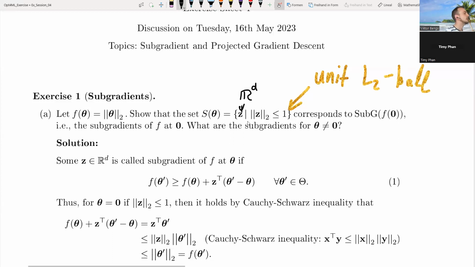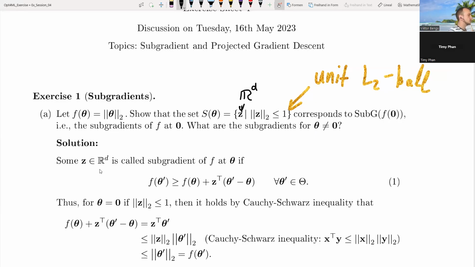So any point in the unit L2 ball we will see is a subgradient of the function f at the point 0. And then we will ask what the subgradients of the function are when we are not looking at the 0 vector. What happens then? As I already revealed, everywhere else it is differentiable, and we can compute the derivative or the gradient explicitly. All right, so let's start.